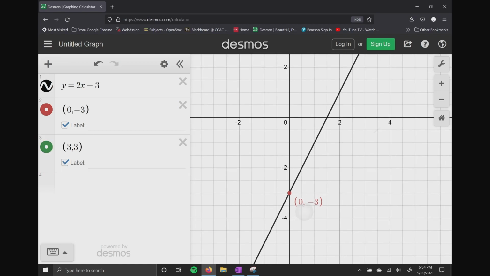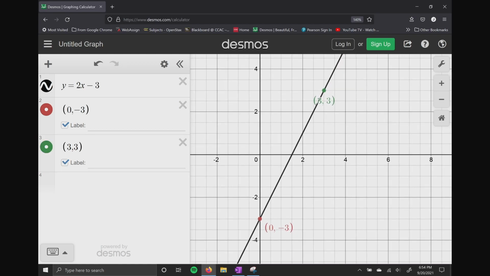Now, I got to zoom out here a little bit. There it is. It's up there in the upper right-hand corner. Sometimes if you can't see it, just move it around a little bit. All right, but here's our point 3 comma 3, which is fantastic. It's on the line. That's what we expected to find because it was a solution.